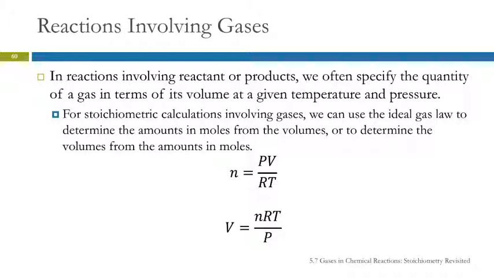So these are two rearrangements of the ideal gas law. We've used both of these in other problems. If we need to know the moles of gas, it's pressure times volume divided by R times the temperature. If we've got the moles, say at the end of the calculation, and we need to know the volume of the gas, we can use this version of the ideal gas law.